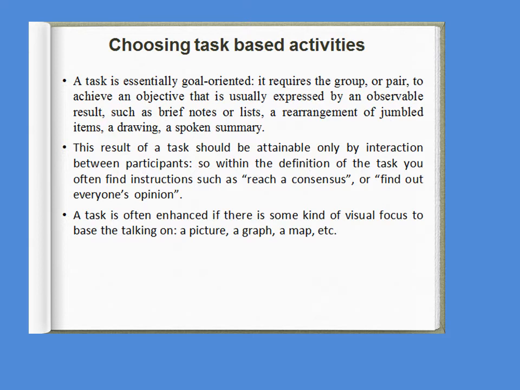About choosing task-based activities. You can see a task is essentially goal-oriented. It requires the group or pair to achieve an objective that is usually expressed by an observable result. And this result of a task should be attainable only by interaction between participants. So with the definition of the task, you often find instructions such as reach a consensus or find out everyone's opinions. A task is often enhanced if there is some kind of visual focus to base the talking on, just like a picture, a graph, and a map.